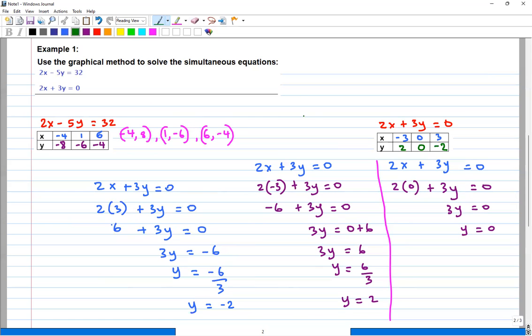Okay? Now, the points for this equation, we shall have minus 3, 2, 0, 0, and 3, minus 2. Now, let's go ahead and plot these lines on the graph.